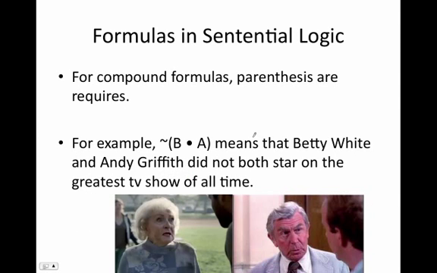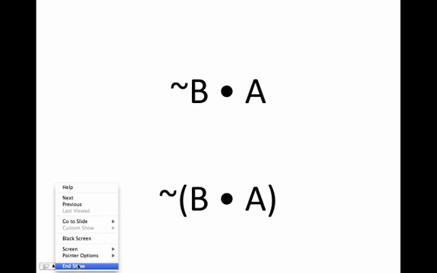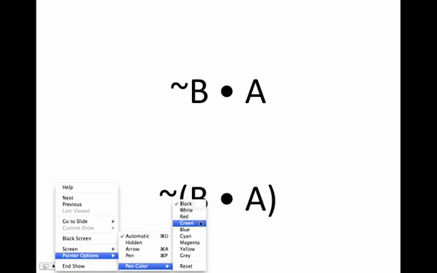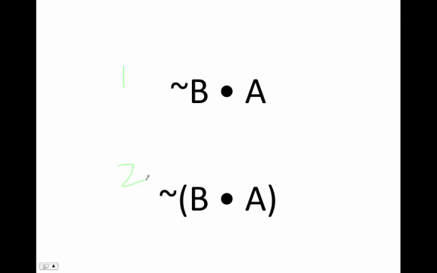Now, these parentheses are important. Okay, let's think about this. We'll call this sentence 1 and we'll call this sentence 2. These are not logically equivalent. This sentence says it is not the case that Betty White starred on the greatest TV show of all time and Andy Griffith did star on the greatest TV show of all time. In other words, it's saying that it's false that Betty White starred on the greatest TV show of all time, but it's true that Andy Griffith starred on it. This sentence says it can't be true that Betty White, B, and A both starred. B and A both can't be true. That's what 2 is saying.